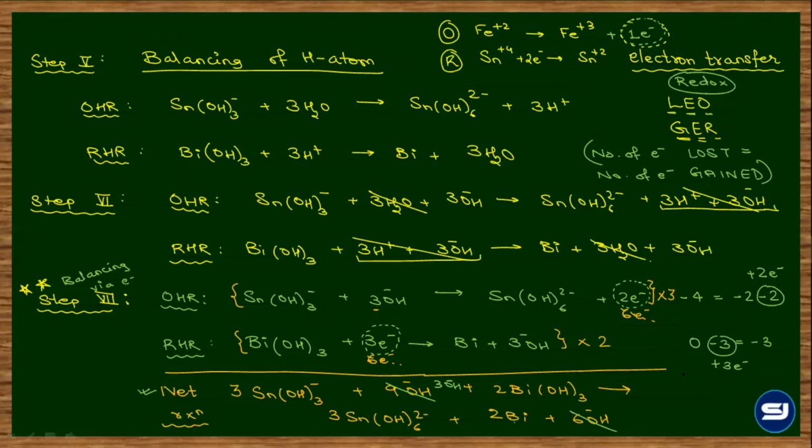समझा? Yes, sir. So the bottom line is, in ion electron or half reaction method, break the reaction into OHR, RHR, balance it individually as we had done in the oxidation number method, and at the end, when you are balancing via electron, just loss and gain should be balanced properly, and then just add up the half reactions to get the net reaction. खत्म. ठीक है? Yes, sir.